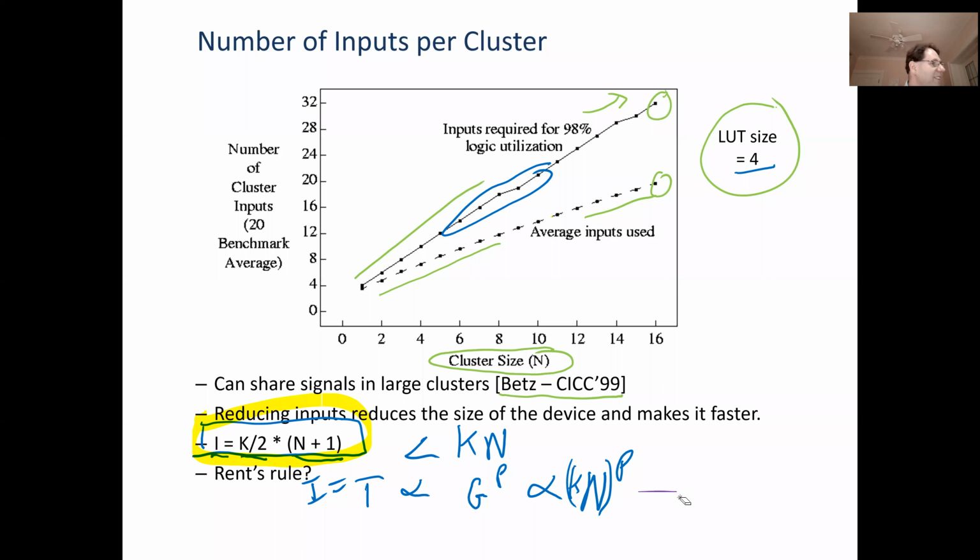So this might be a hard question. Is there anything that I'm missing here? Up here, I've got these two different curves. I've got the average inputs used right there, and I've got the maximum, or almost maximum. And they're setting the number of inputs by the almost maximum. Rent's rule actually is predicting the average.